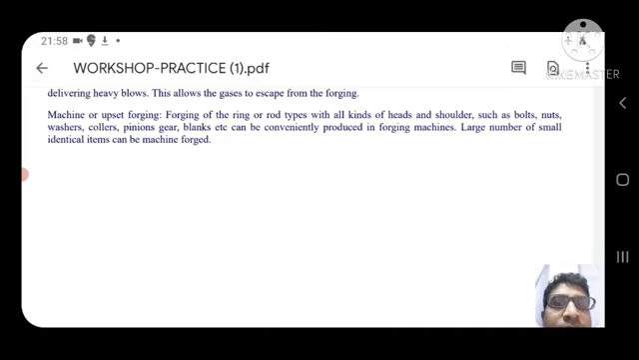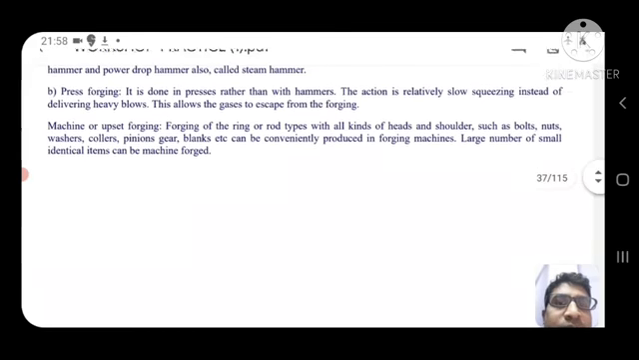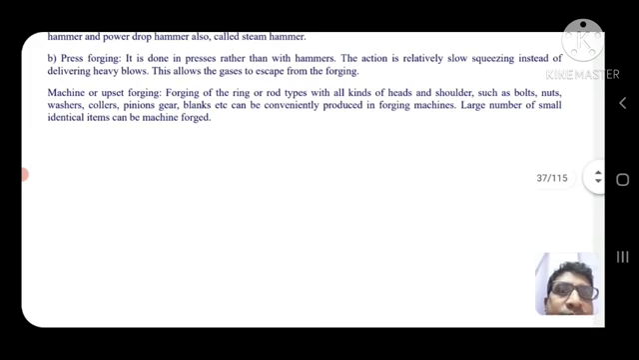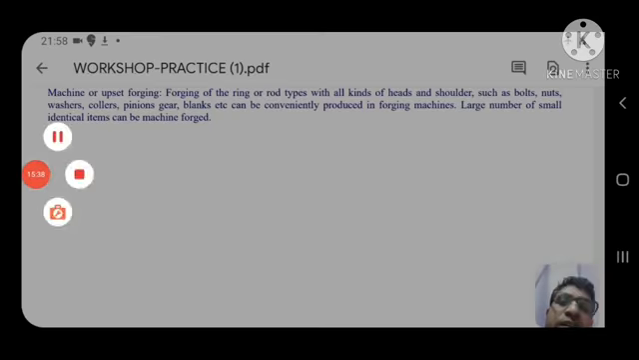Press forging is done in a press rather than with a hammer. The action is relatively slow squeezing instead of delivering heavy blows.